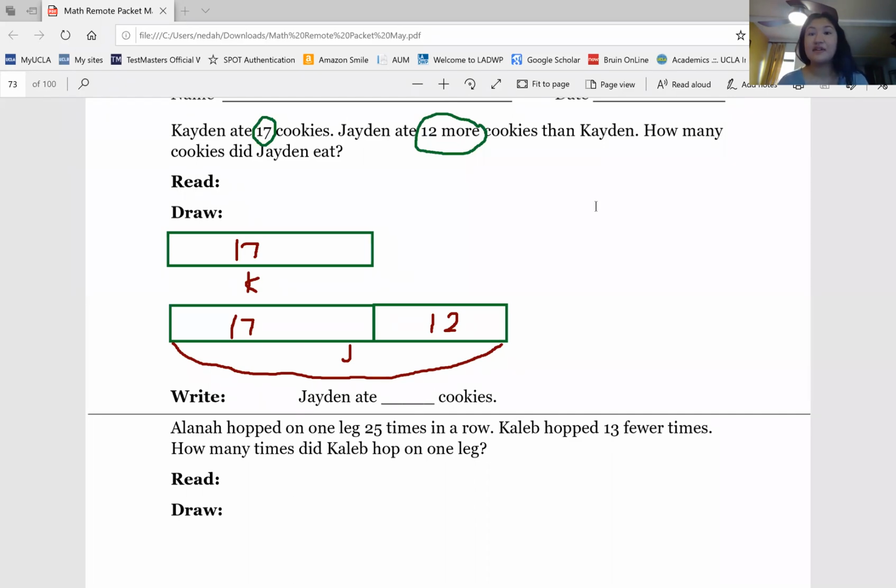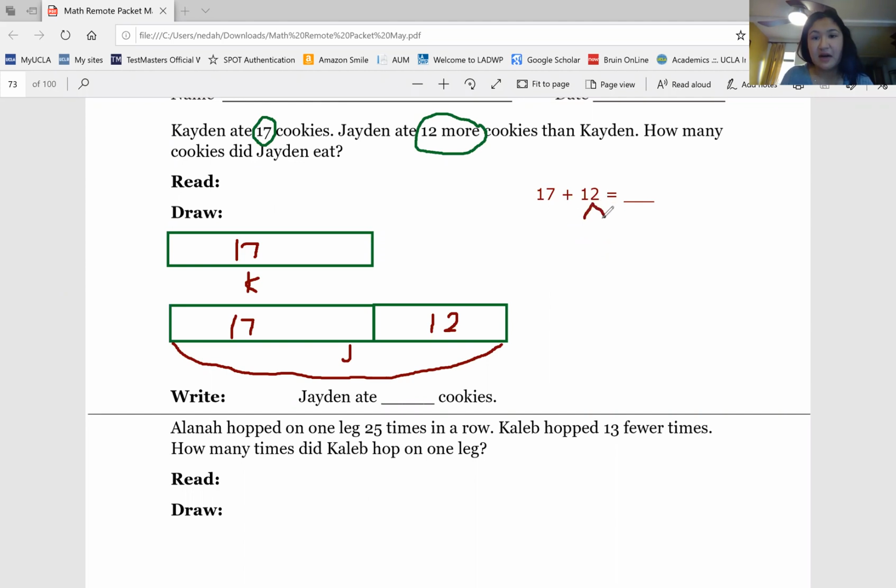Now I can write a number sentence to help me solve. So we know that Jaden ate 17, which is the same number as Caden, plus 12 more, and we don't know what that equals yet. To solve, you can use the make 10, the add 10. You can choose a number of different strategies. I'm going to choose the add 10 strategy.